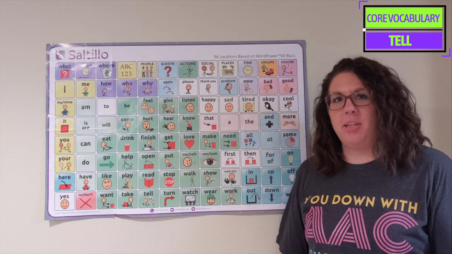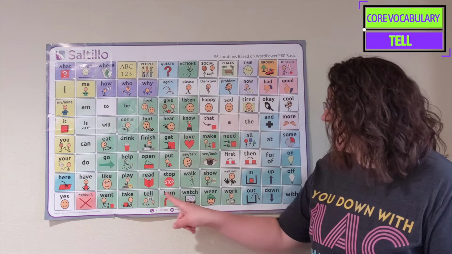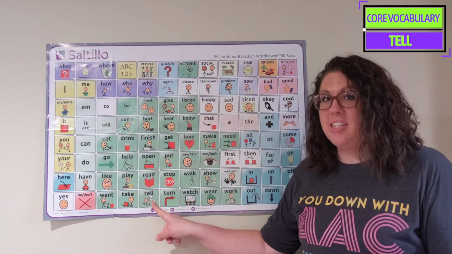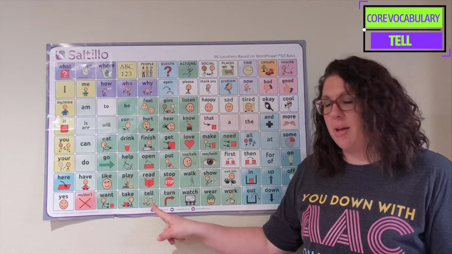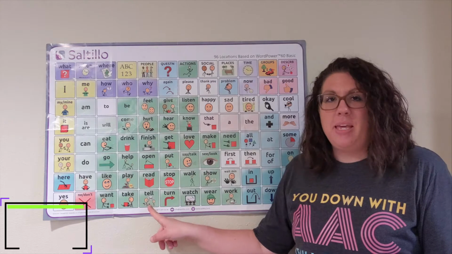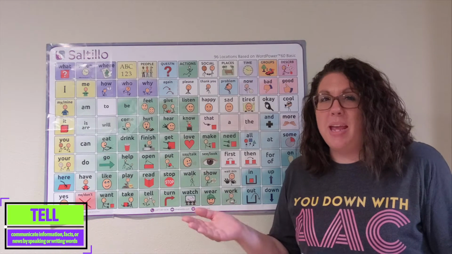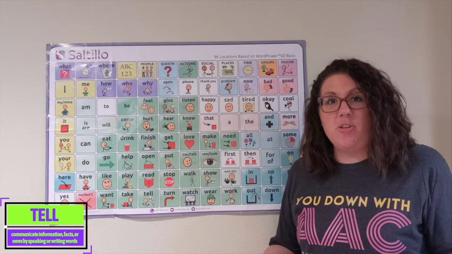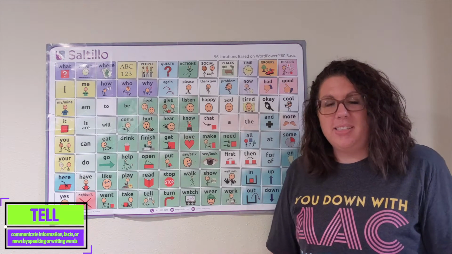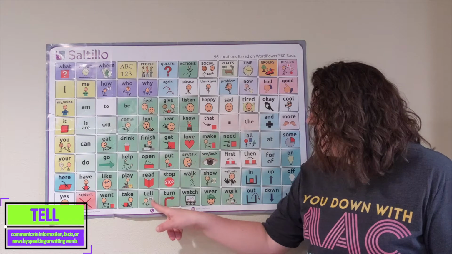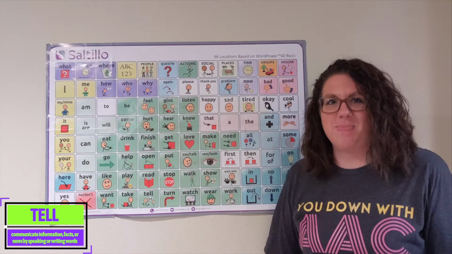Our core vocabulary word that we're targeting today is tell. Tell is a verb, so it's most likely going to be a green word on your AAC system. And tell means to communicate information, facts, or news to someone by either speaking the words or writing the words. Now let's find the word tell on some AAC systems.